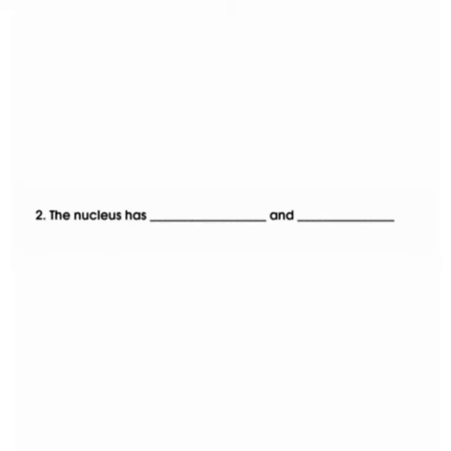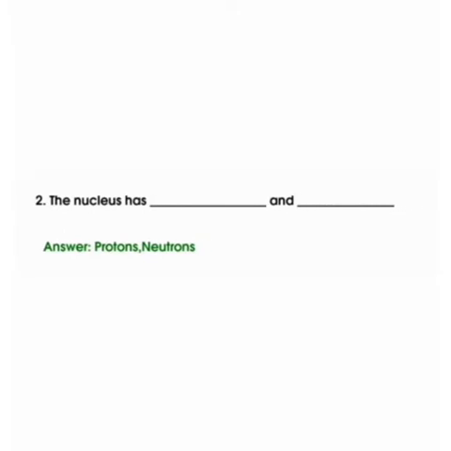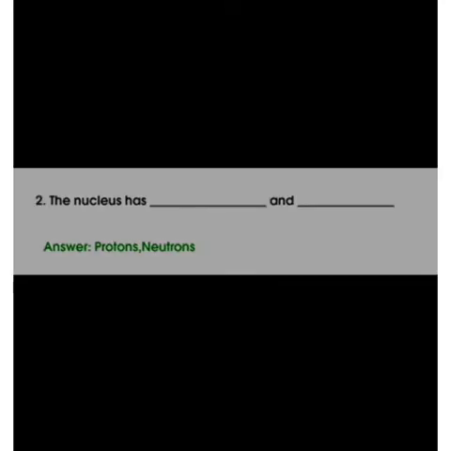The second one: the nucleus has dash and dash. The answer is protons and neutrons.